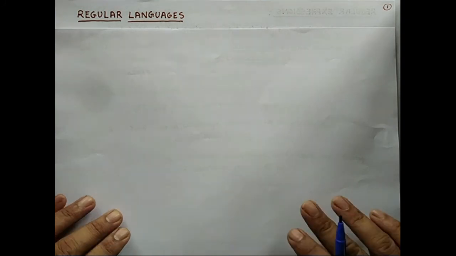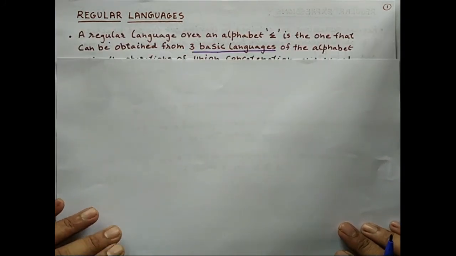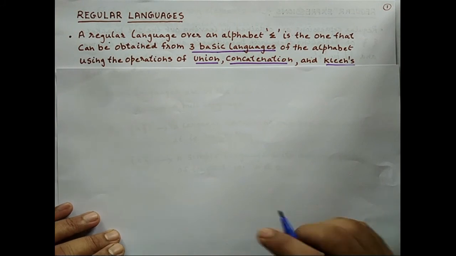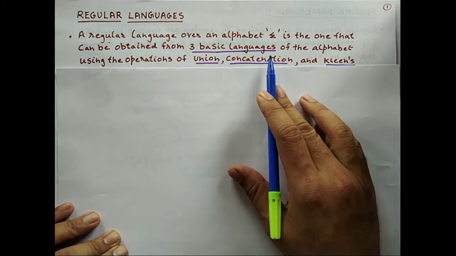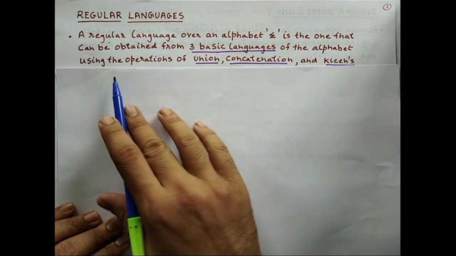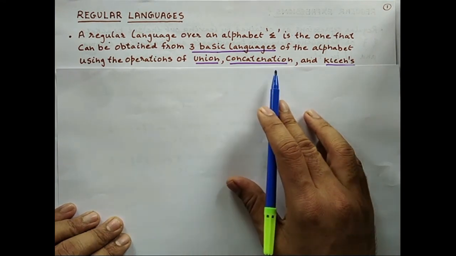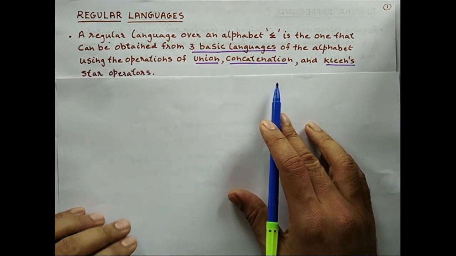In today's lecture, we are going to see what regular languages are, what regular expressions are, and how to deal with regular expression problems. In ALC, a regular language over an alphabet sigma is one that can be obtained from three basic languages of the alphabet using the operations of union, concatenation, and Kleene star.